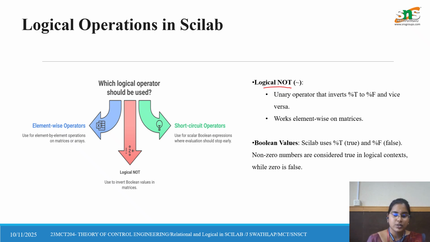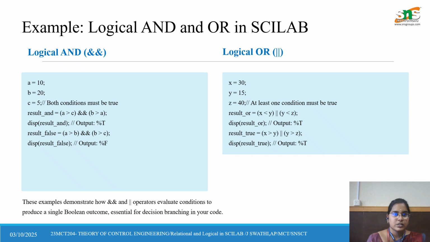For logical operations we have taken two programs. The first one is for and. Here a is 10, b is 20, and c is 15. We have assigned variables with values. Now the result and. I am taking two conditions: first, A should be greater than C; second, B should be greater than A. If both conditions are satisfied, then it should be true. That stands for my AND symbol.